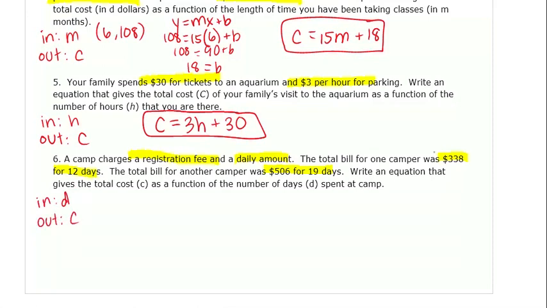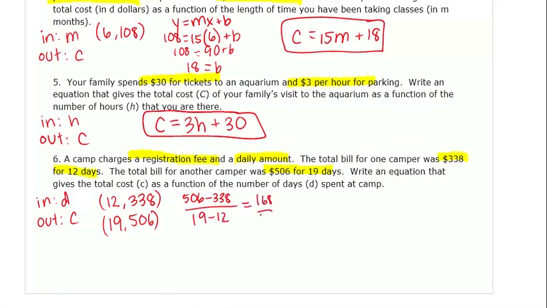So we're going to take our 2 campers and we're going to use that information to write ordered pairs. So camper number 1, input was days, so they were there for 12 days, which cost $338. Camper number 2 was there for 19 days, which cost $506. Need a slope, we need a rate of change. Subtract your y's on top, subtract your x's on the bottom. That gives us 168 over 7, which is 24.